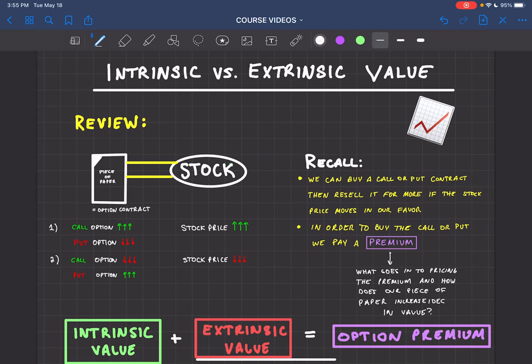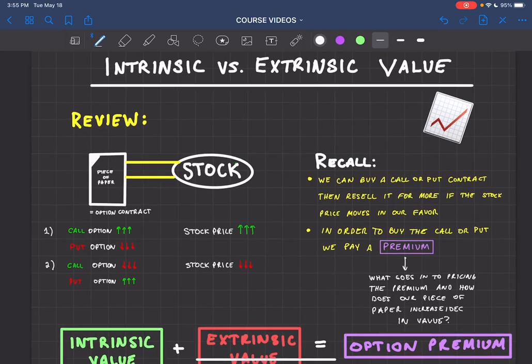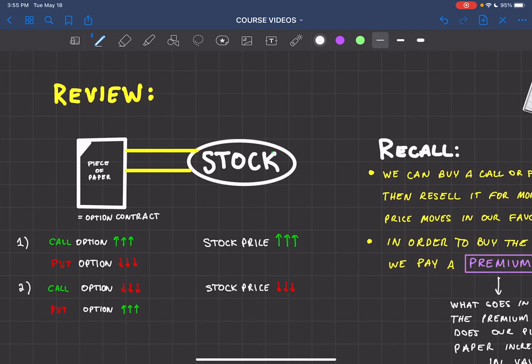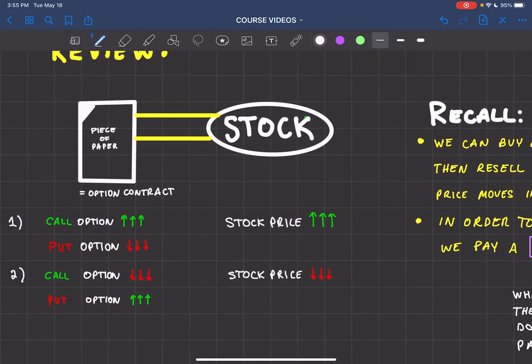So I think it's helpful here to review and keep hammering home this analogy before we segue into today's topic. So let's recall. We had this piece of paper that we thought of as an option contract, and the value of this piece of paper is tethered to a stock. So we could go out into the market, we could buy this piece of paper, and depending on how the stock that it's tethered to moves up or down, the value of this piece of paper changes, and we could either sell it for more or it could decrease in value and we could sell it for less and take a loss.